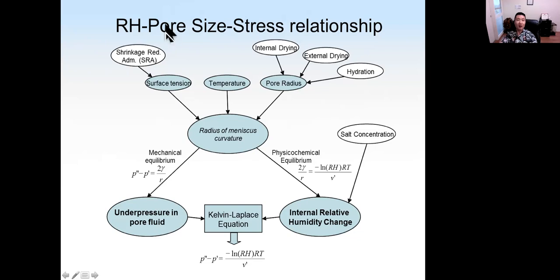And here it shows shrinkage reducing admixtures. This is one type of chemical admixture. It will reduce the surface tension. That's the reason why it can reduce the shrinkage in concrete. And the radius of pores will be affected by the hydration and drying, inside and outside.